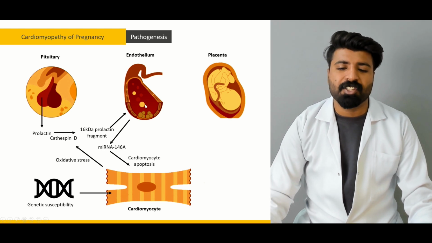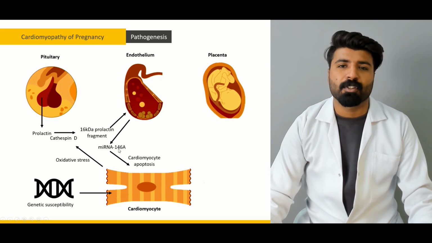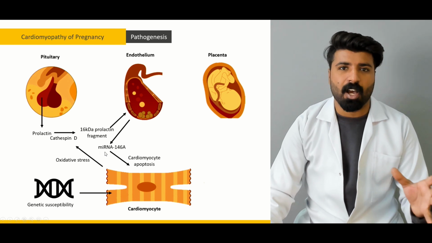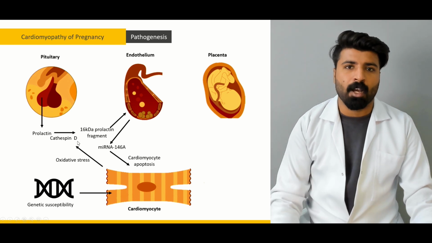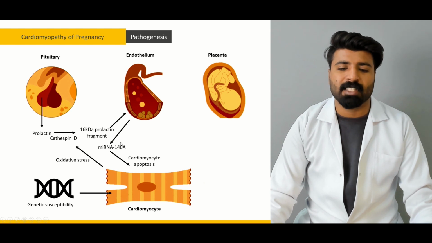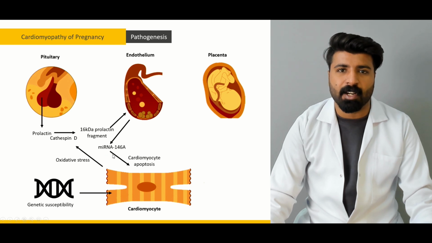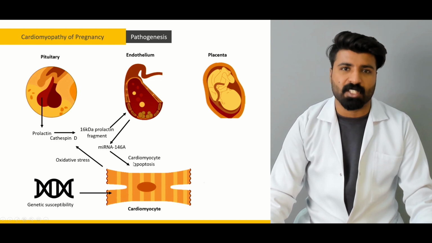Now, when more and more endothelial injury is happening, this 16 kilodalton fragment of prolactin will further on give rise to miRNA 146A. Now, this is actually a messenger RNA of a microRNA. So it's not only an RNA, it's actually a messenger RNA of microRNA, and it has this 146 attached to it, because that's how we recognize this messenger RNA or microRNA. MicroRNA 146A is going to affect the cardiomyocyte and cause apoptosis.